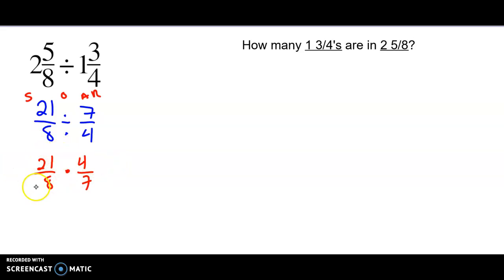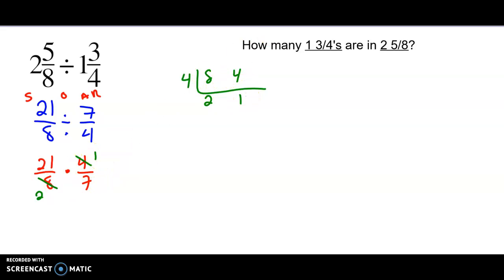So we're going to look at the 4 and the 8. We're going to cross-simplify the 4 and the 8. What can go into both 4 and 8? 4. 8 divided by 4 is 2. 4 divided by 4 is 1. Now, if I put 8 and 4 in a sled, let's prove it. Pull out a 4. 8 divided by 4 is 2. 4 divided by 4 is 1. 8 becomes a 2. Boom, boom. 4 becomes a 1. Boom, boom.